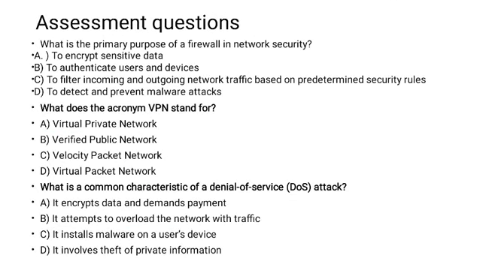From this topic, students can understand what the primary function of a firewall in network security is. What does the acronym VPN stand for? Virtual private network. What is a common characteristic of a denial of service attack? It encrypts data and demands payment. It attempts to overload network traffic. It installs malware on a user's system. It involves theft of private information.